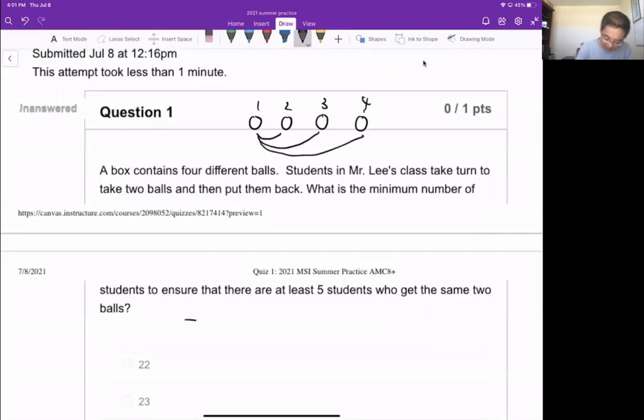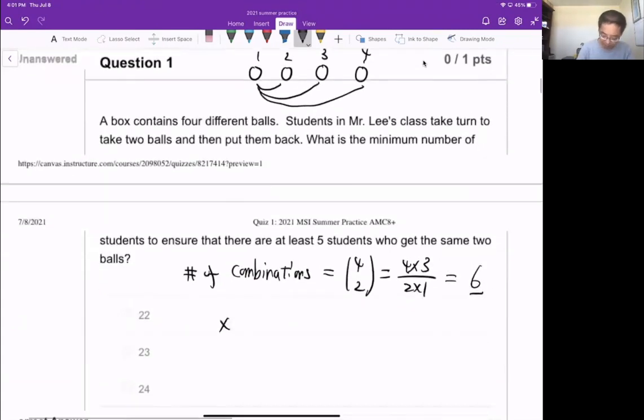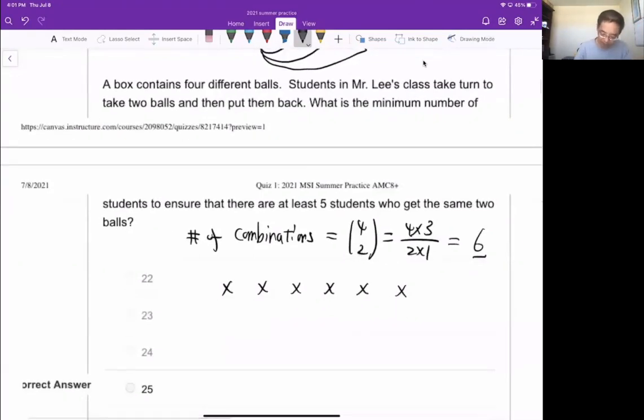combinations, okay, so we get the number of combinations equals 4 choose 2, right, by these combination formulas, 4 times 3 over 2 times 1, which equals 6. So this is the total number of different combinations we have. Right, so the question is, we want to guarantee there are at least 5 students who get the same combination. Let's think of the opposite scenario. What is the largest number of students to avoid, so that we can avoid having 5 students who have the same 2 balls or the same combination.